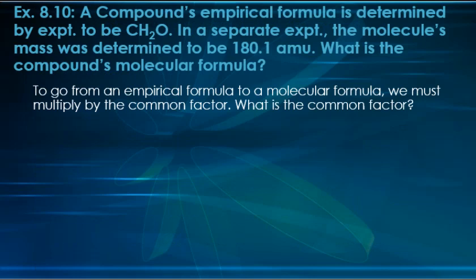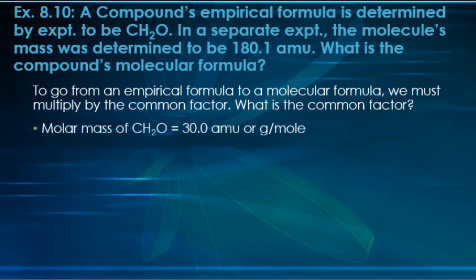To go from an empirical formula to a molecular formula, we must multiply by a common factor. So the point here is we're going to figure out what that common factor is. How can we do that? We're going to find the molar mass of CH2O. How did we get that? From the periodic table, right? One carbon, two hydrogens, and one oxygen, and trust me, that's 30.0 AMU, or 30.0 grams per mole.